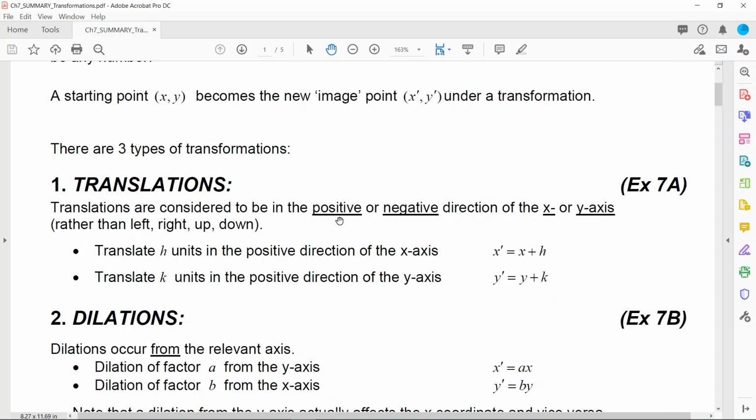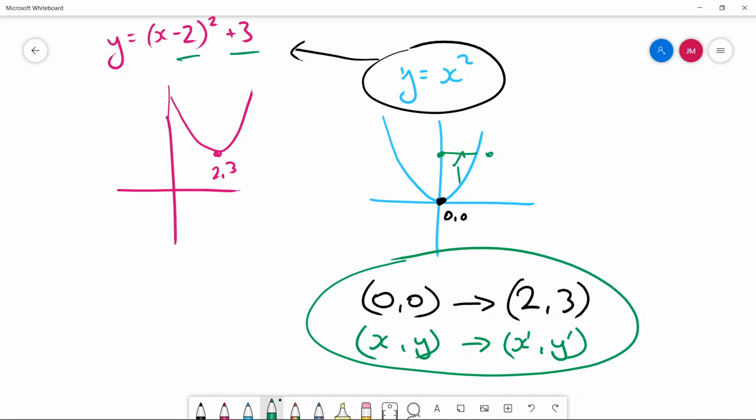Really brief notation: if you want to move or translate any function in the x direction, we just need to add a value to that x value. Same thing for the y. So the general rule, the image of x equals x plus h, means you're translating h units in the positive direction of the x-axis. For the image of y, if you add some other number, such as k, you're going to have a translation of k units in the positive direction of the y-axis. Seems pretty straightforward. Let's look at another example.